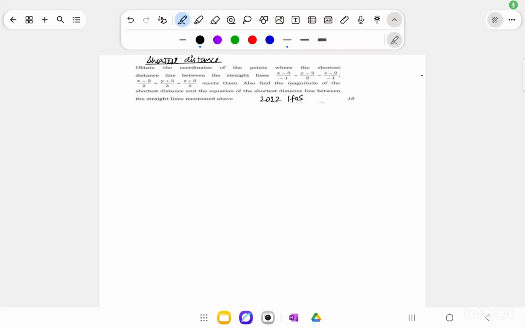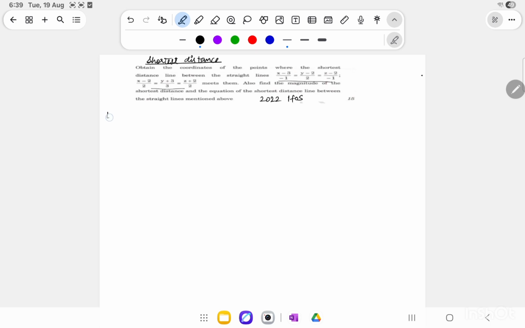So today we are discussing questions related to finding shortest distance and the line connecting shortest distance between two given lines. So let's get started. Question number 1 says: obtain the coordinates of the points where the shortest distance line between the straight lines meets them. Also find the magnitude of shortest distance and the equation of shortest distance line between the straight lines mentioned above.